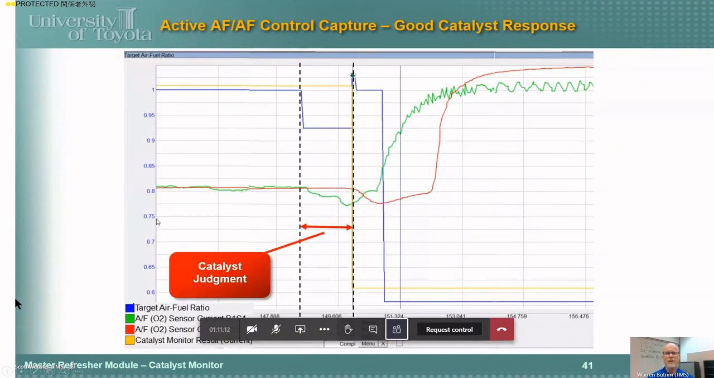Yeah, so this one, yep, so the catalyst monitor result is in gold. There you go. You can see where it was on and then it turned off. And you can see where the green line is the upstream AF. The red line is the downstream AF. And notice I said AF on this one. The lines look like they're pretty close together.